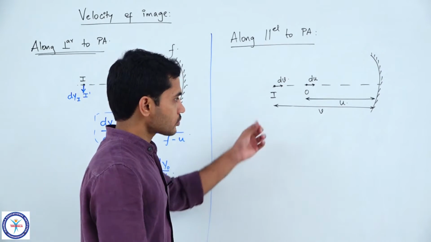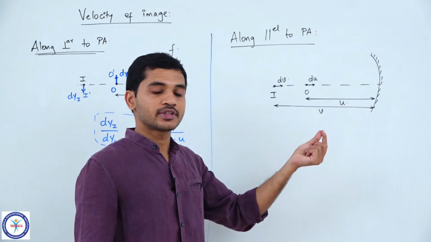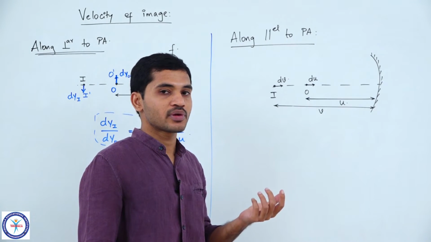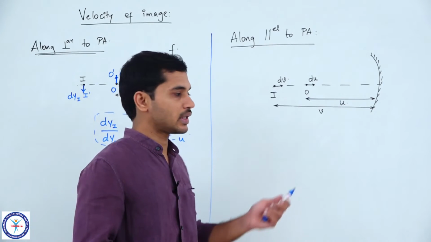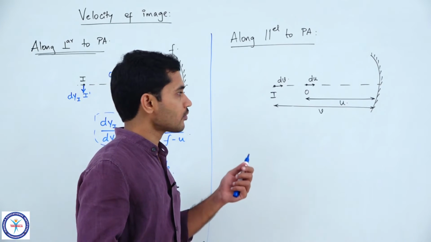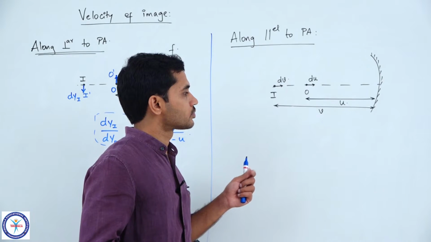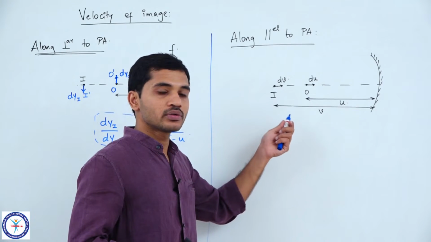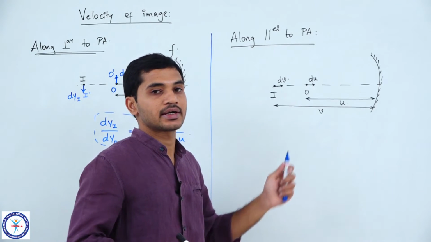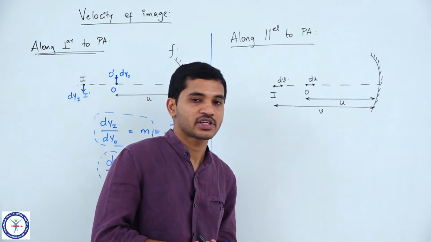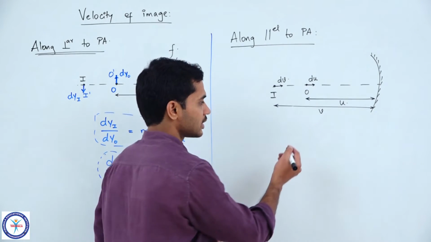Now we already know how to find the relation between these small distances moved along the principal axis. I hope you remember that we derived that during the longitudinal magnification. We already know the method for calculating the relation between du and dv. We have already done that during the longitudinal magnification derivation, or else we can once again do that. It is not that difficult also.